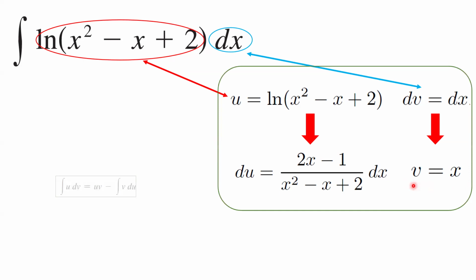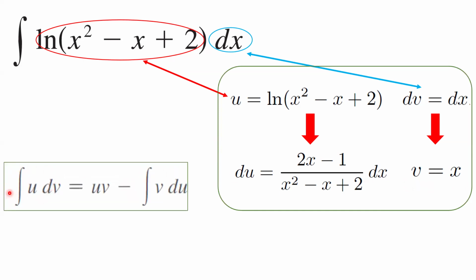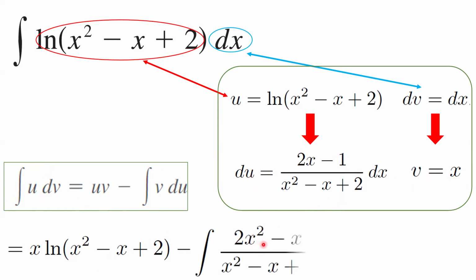Now, following the integration by parts pattern, the integral of u dv is u times v. So you end up with x times ln of x squared minus x plus 2. You can switch this multiplication around, minus the integral of v, which is x, times du, which becomes the integral of 2x squared minus x divided by x squared minus x plus 2 dx. To calculate this integral, please note that they have the same power, so you need to apply long division first.